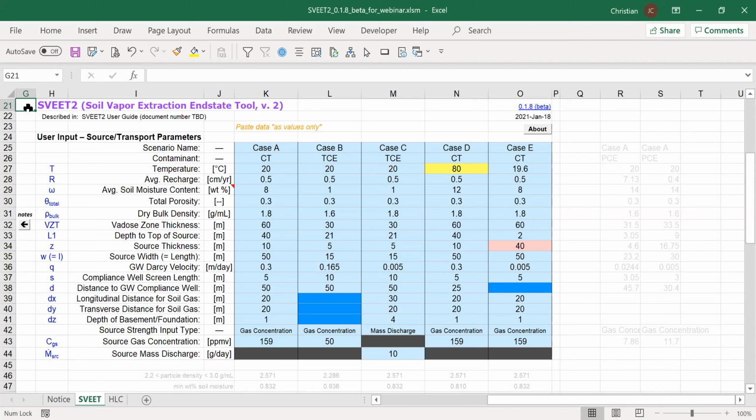So yes, one of the assumptions is that you don't have a groundwater source. If you had NAPL in the groundwater, that's really a different situation, because you might have the vadose zone source, but you also have the groundwater source. So that complicates things.